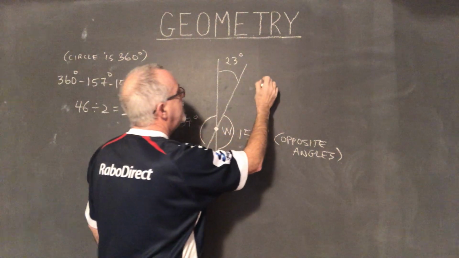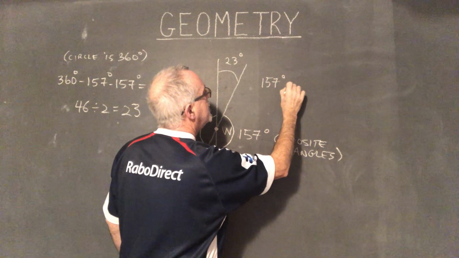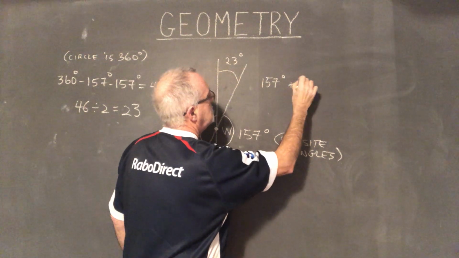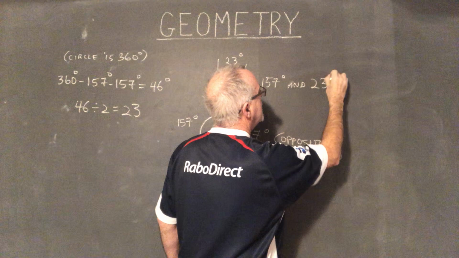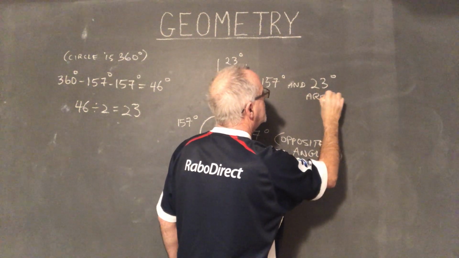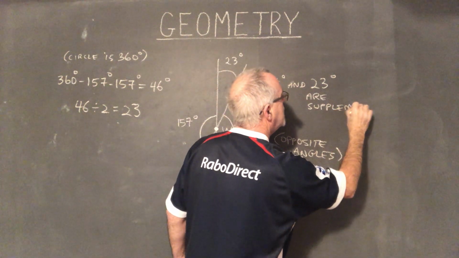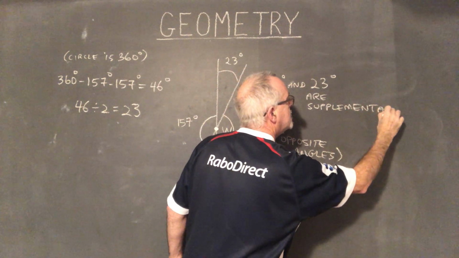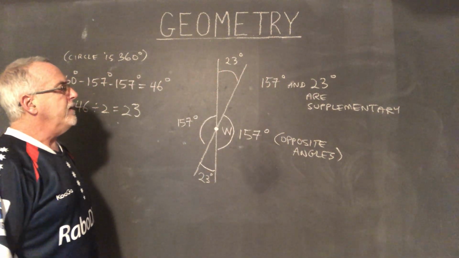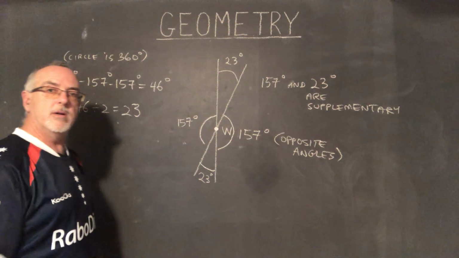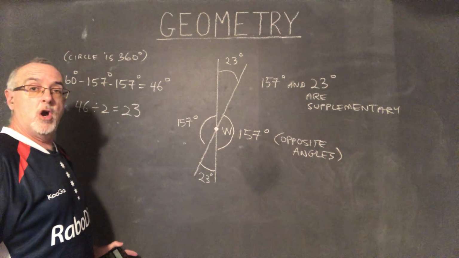So I can say the 157 degree angle and the 23 degree angle are supplementary. Supplementary, yes, supplementary. So the supplementary rule keeps on applying in these situations where we're using the circle and the opposite rule, even when we can talk about a situation and say all sorts of things and never even mention supplementary, it's still there.